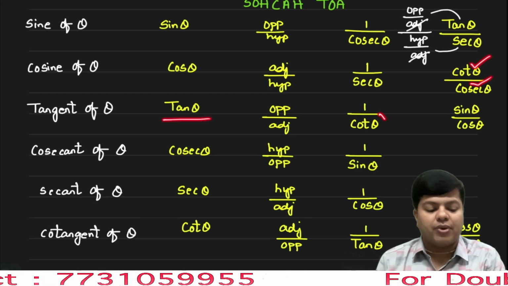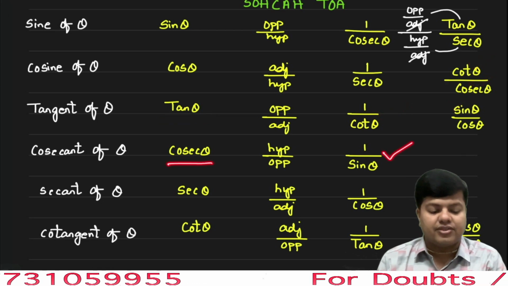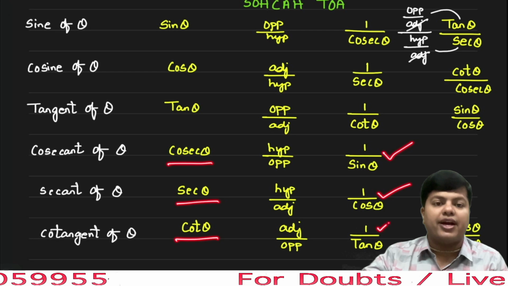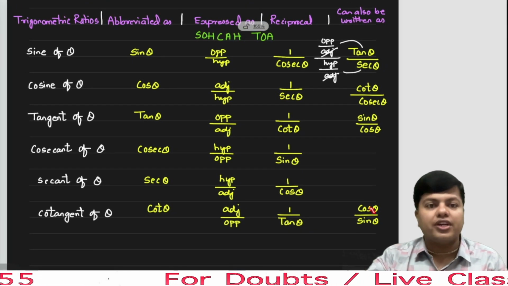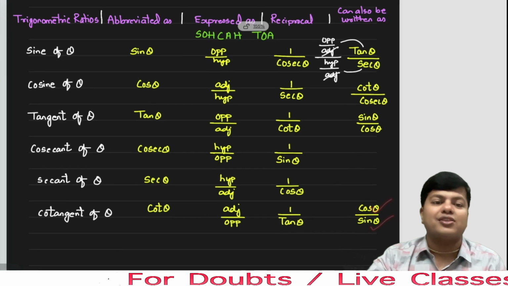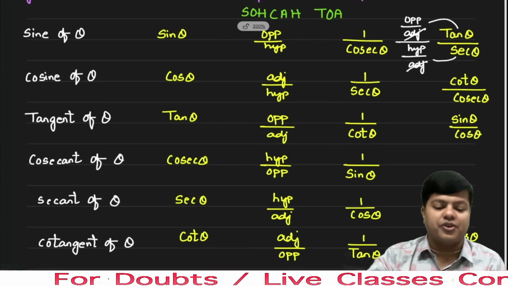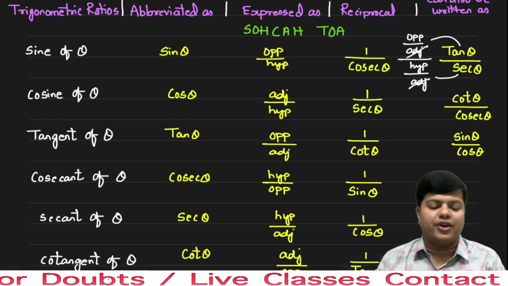Tan theta as 1 by cot theta or sin theta by cos theta. Cosecant theta as 1 by sin theta. Secant theta as 1 by cos theta. Cot theta as 1 by tan theta or cos theta by sin theta. Okay? So these are the formulas which you need to know. While doing the sums, I'll explain how to use them.